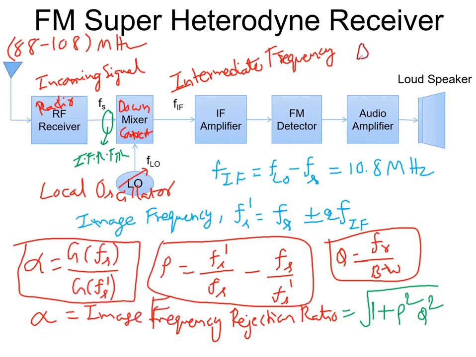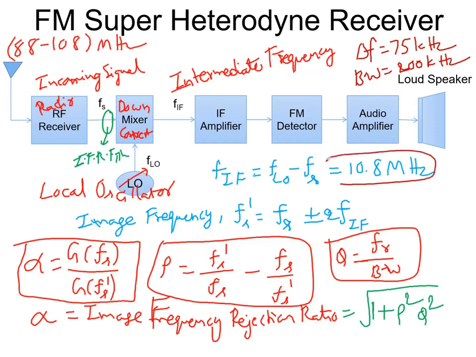The ideal frequency deviation for FM is 75 kilohertz. The ideal bandwidth per channel is 200 kilohertz. Then the ideal intermediate frequency is 10.8 megahertz. Then this is rho, this is the image frequency rejection ratio formula. This is how quality factor is dependent on resonant frequency and bandwidth.